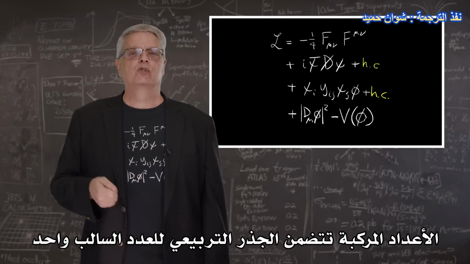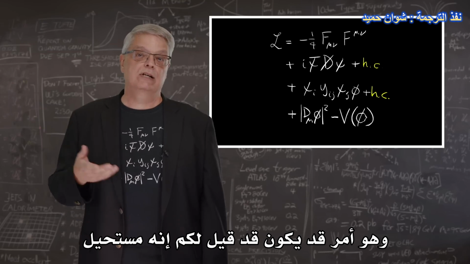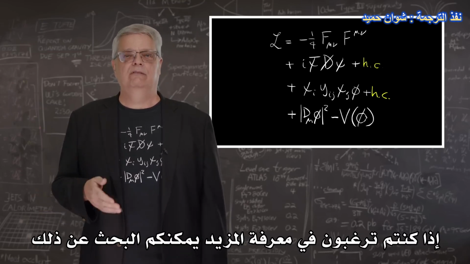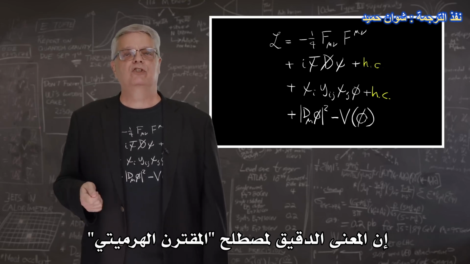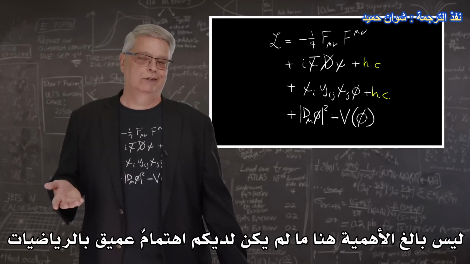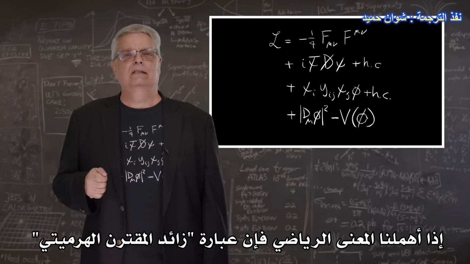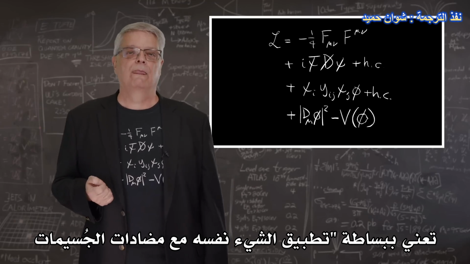Complex numbers involve the square root of -1, which you might have been told can't be done, but it turns out it's possible if you do advanced math. If you want to know more about it, feel free to look it up. The exact meaning of the term Hermitian conjugate isn't super important here unless you're a real math wonk. So if we ignore the math meaning, the plus HC basically means do the same thing with antiparticles.